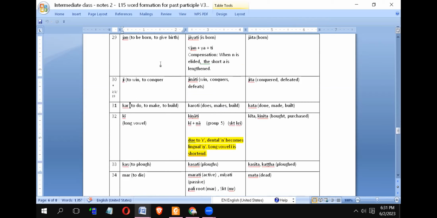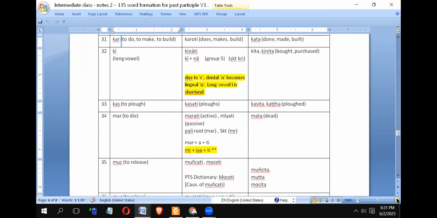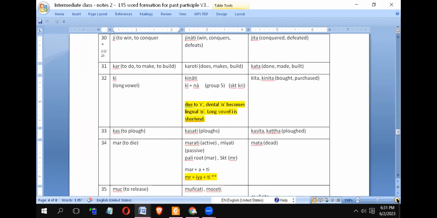So today we do this one. Okay. Kar is very easy. Kar, karoti. So now when you do the root, remember you must put this one. I'll make my screen bigger. Put a bracket and put the word to do, to make, to build. Then you put a bracket. So this is the root.